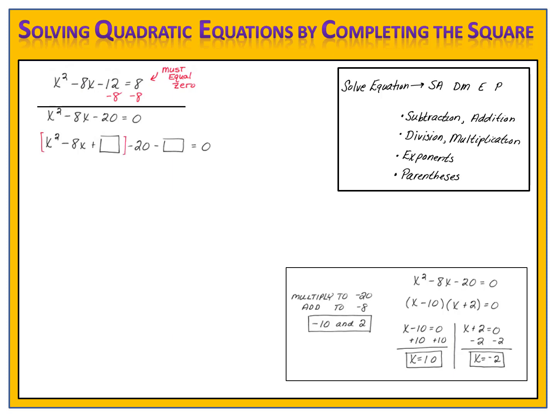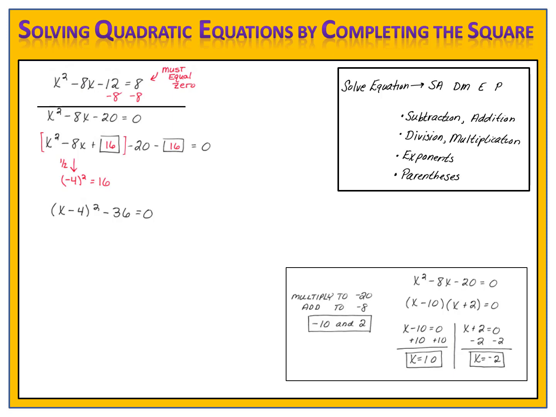We look at the trinomial made up by the first three terms. We take half of the middle term. Half of negative 8 is negative 4. Squared is 16. So 16 is the number that we put in the boxes. Now we have x minus 4 squared minus 36 equals 0.